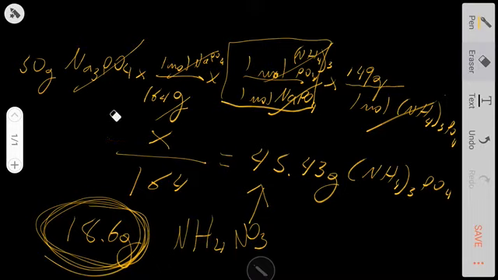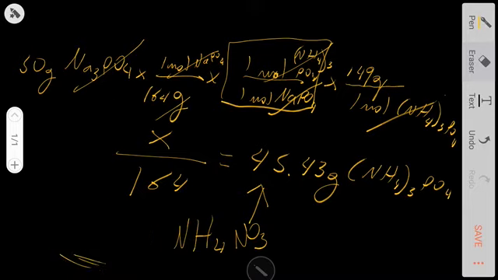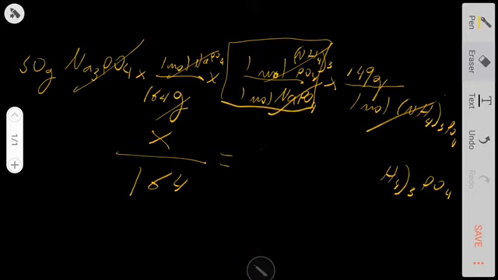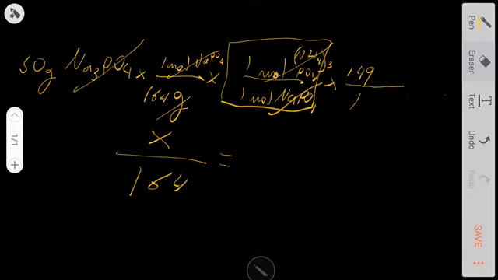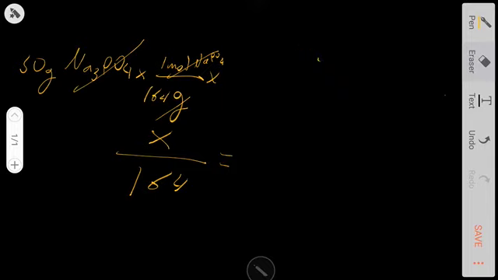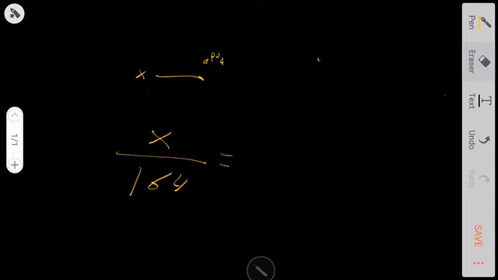Just for the purpose of finishing calculations, we'll look at how much of the other product I can make with 50 grams of sodium phosphate. But we've already discovered our limiting reagent. What's holding me back? So we have 50 grams of Na3PO4.